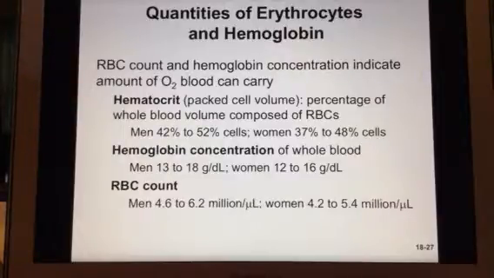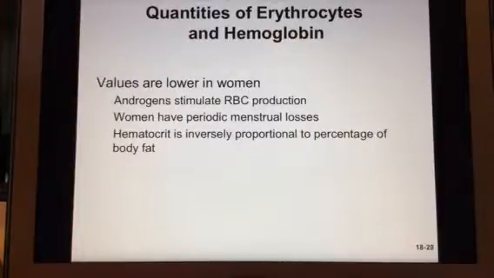This does vary from men to women. Men have a higher red blood cell count and therefore a higher hemoglobin concentration. Some reasons for this: the androgens in men stimulate red blood cell production. We women also have some blood loss during our menstrual time. And also the hematocrit, or the amount of blood cells, is inversely proportional to the percentage of body fat. So as body fat increases, the formed elements in the hematocrit decrease.